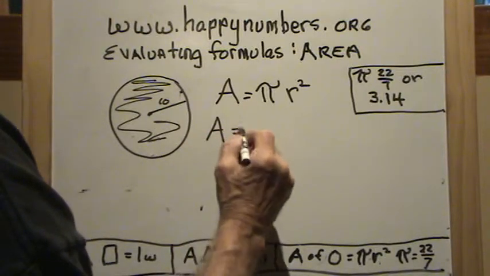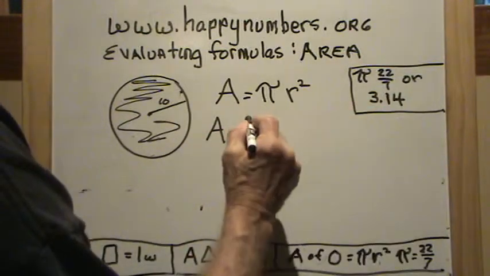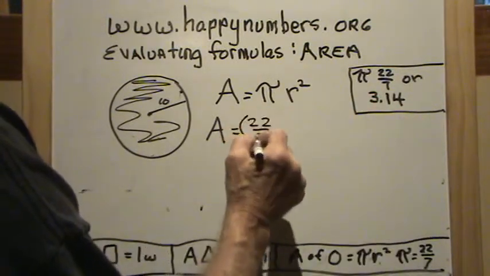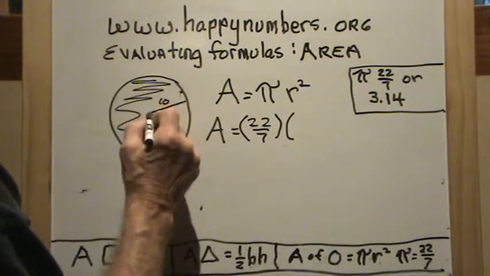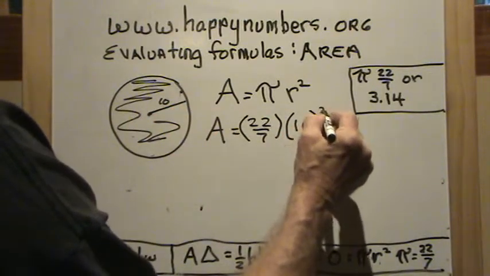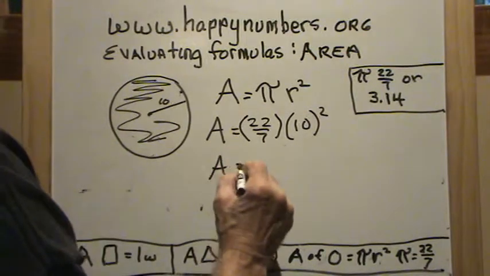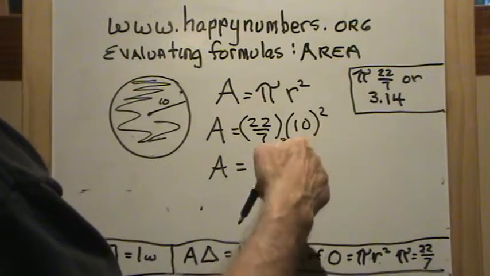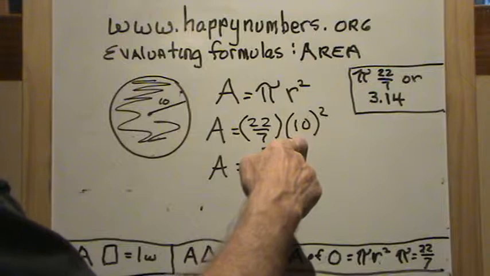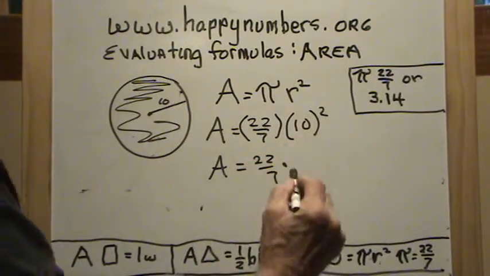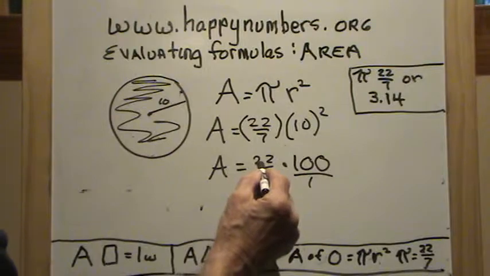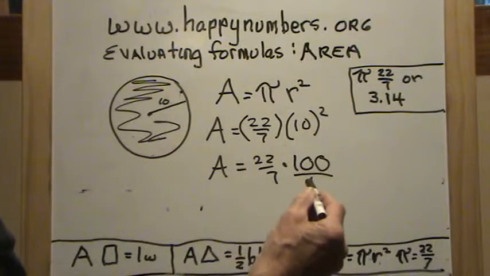Well, the area is equal to pi, and we can use 22/7 or 3.14 times the radius, and the radius is 10 feet here, squared. So the area is equal to 22/7 times, well, pardon me, 10 squared is 10 times 10, and 10 times 10 is 100. Now we're just sort of multiplying a fraction. And we would multiply 22 times 100 and 7 times 1.